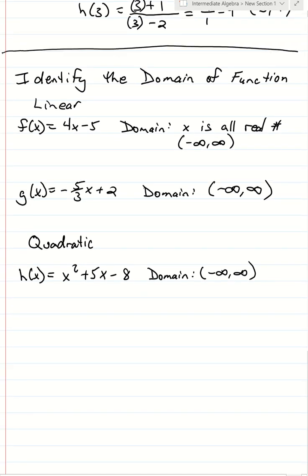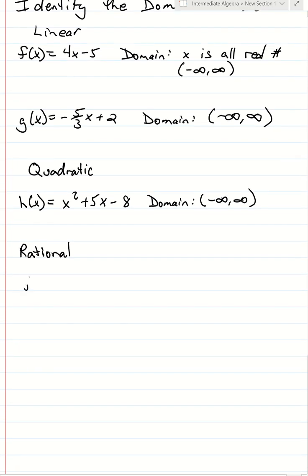Now, what type of function might there be a restriction, a value of x that can't happen? Well, that happens when we talk about the rational functions. For example, let's say f of x might equal 8 over x. I could ask you to evaluate many different values. I could plug in many different values for x.